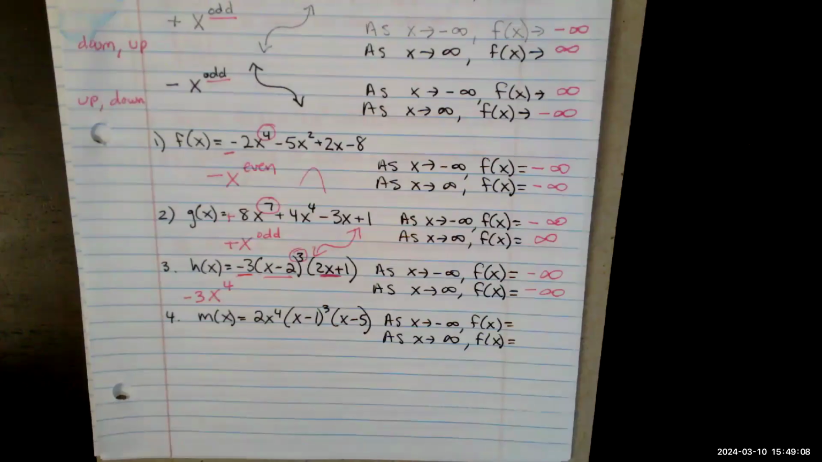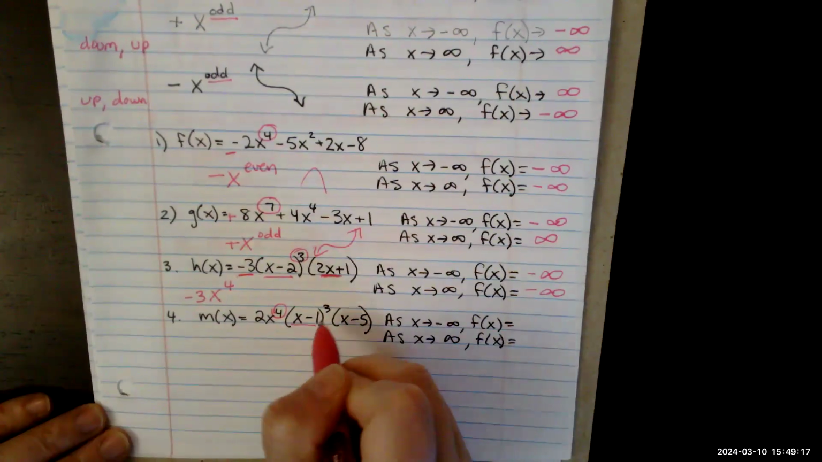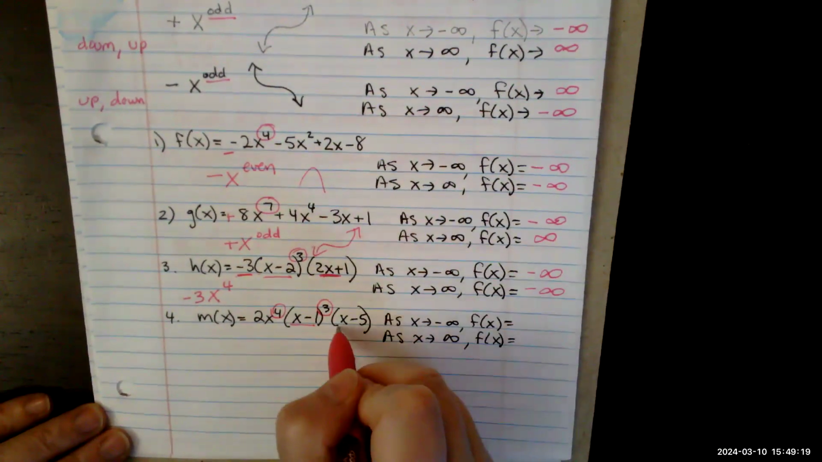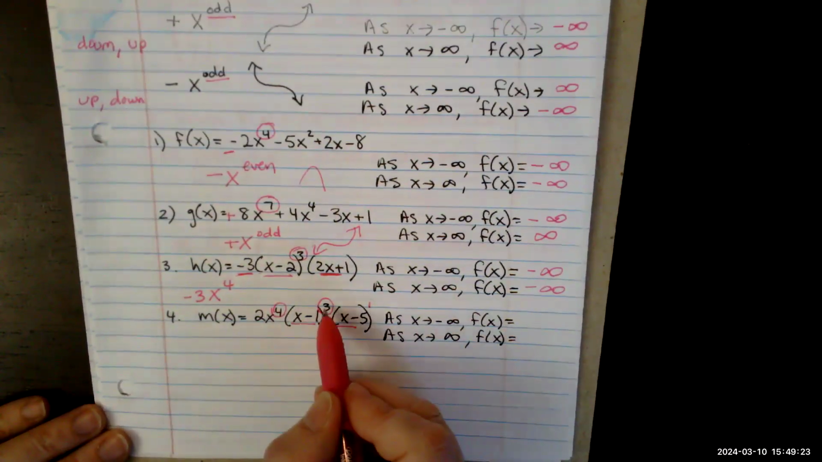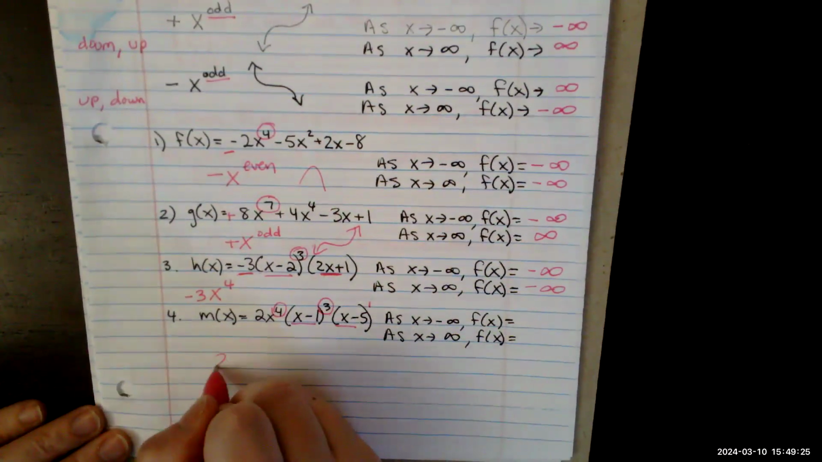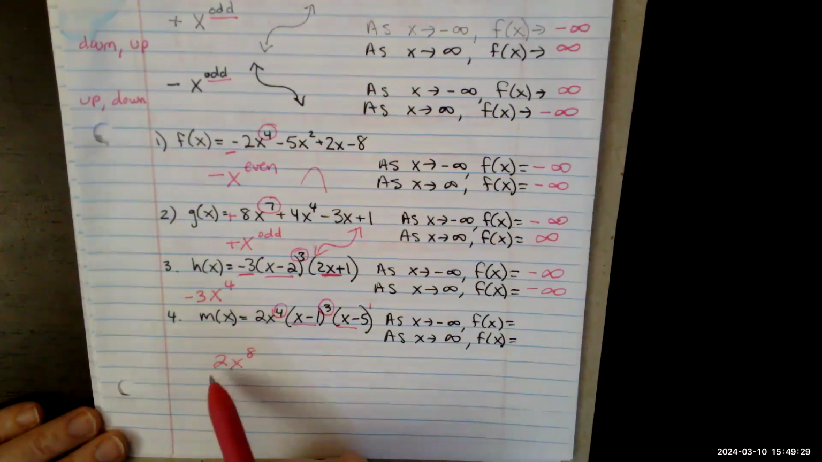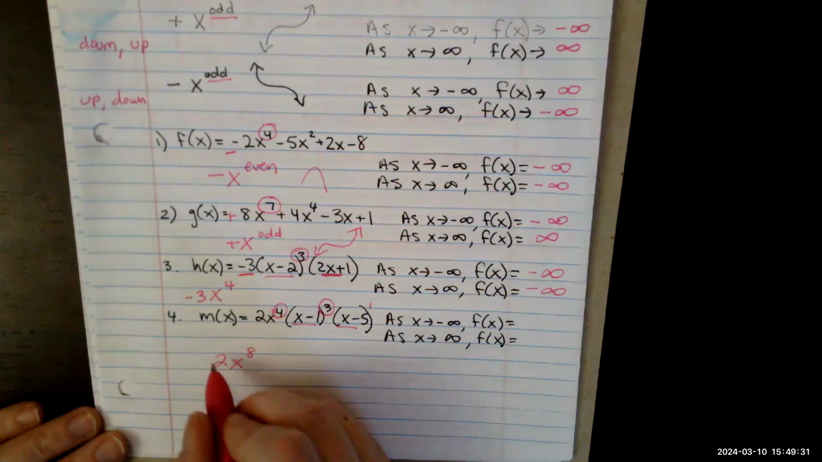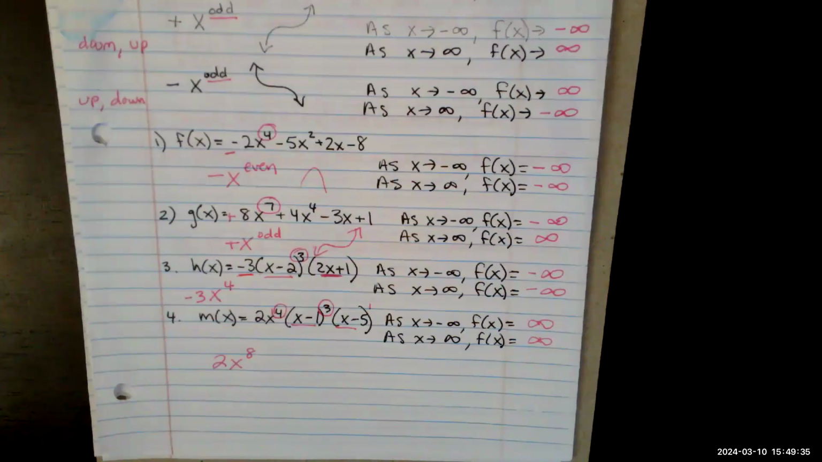So maybe try the next one, but don't forget to include all of the x's that are being multiplied. So I have x to the 4th here. This stuff is being raised to the 3rd, and this is basically an x to the 1. So 4 plus 3 plus 1, I really have an 8 with a 2 out front. So even, but positive this time. So to the left and to the right, it's going up.